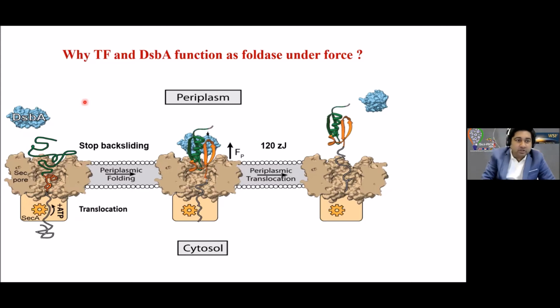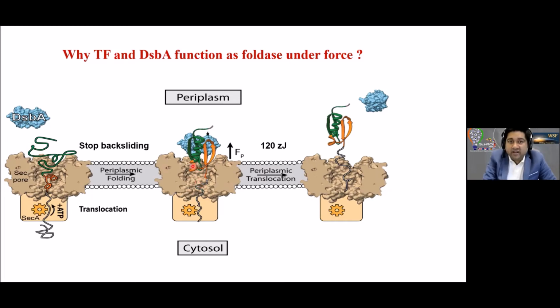Okay, I forgot to tell you the story. DsbA is known as an enzyme which introduces disulfide bonds to the substrate protein, right? So it is expected that DsbA should interact with disulfide-bonded proteins, but we can see that there are a lot of proteins which don't have disulfides but interact with DsbA. The simple mechanism is that if DsbA helps the protein to fold, this stops the backsliding in the translocon pore. People have found the force is around 9 to 10 piconewtons during the translocation.